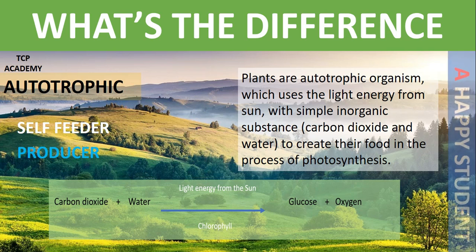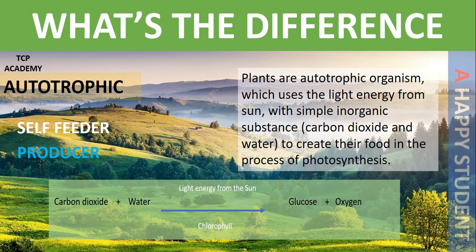Plants are autotrophic organisms which use light energy from the sun with simple inorganic substances, carbon dioxide and water, to create their food in a process we call photosynthesis. Now, the equation below nicely summarizes the process.